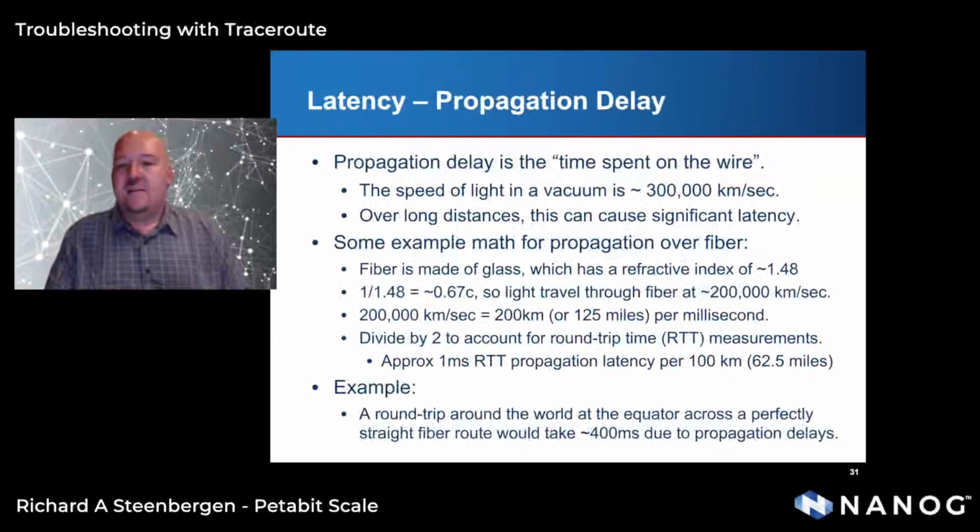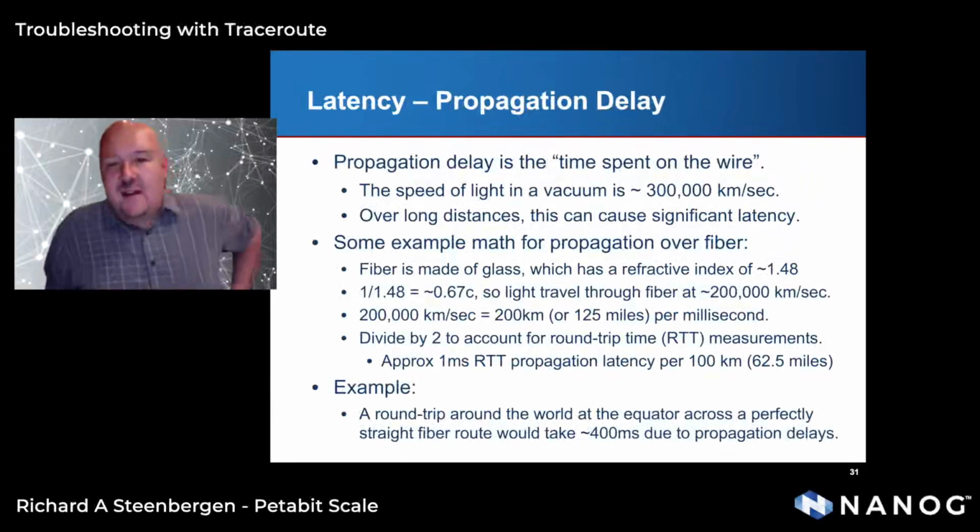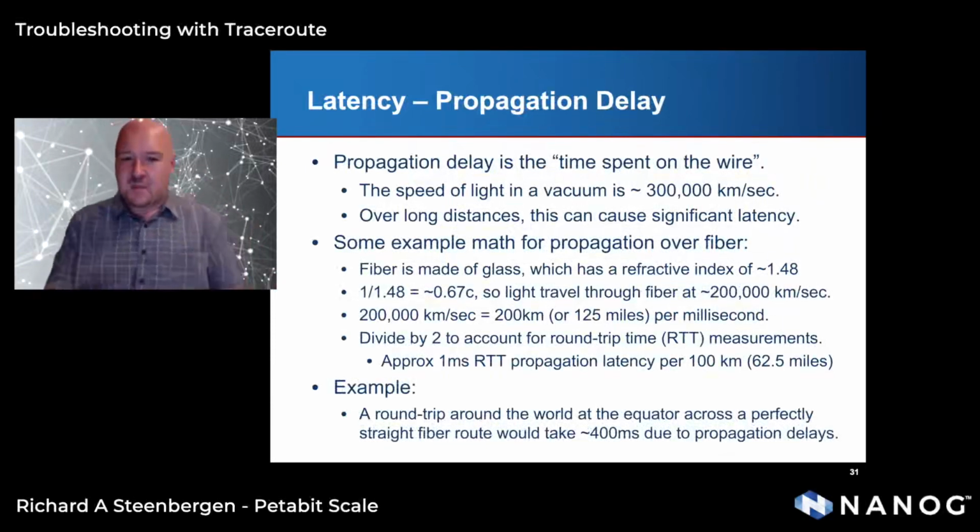The next thing we look at is the propagation delay. So this is effectively, if you think about it, the time spent on the wire. So simple math, the speed of light in a vacuum is about 300,000 kilometers per second. So if we look at that across fiber, so fiber is actually made of glass and it has a refractive index of 1.48 for SMF28. So that means that light propagates across fiber at about 0.67 C. So only about 2/3 the speed of a vacuum or an RF signal. When you transmit it across fiber, it moves at about 200,000 kilometers per second.